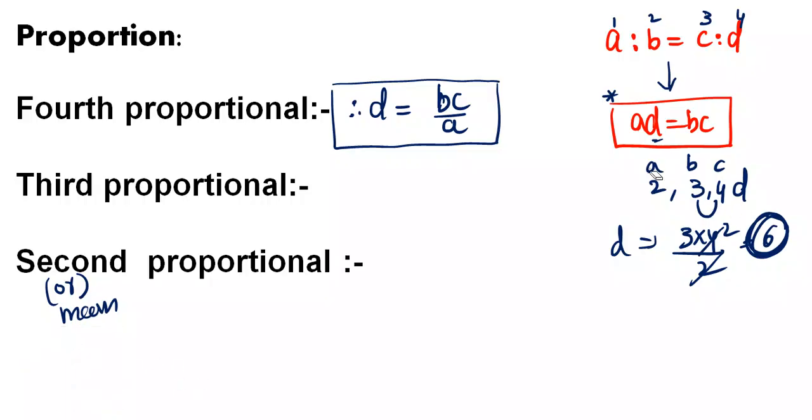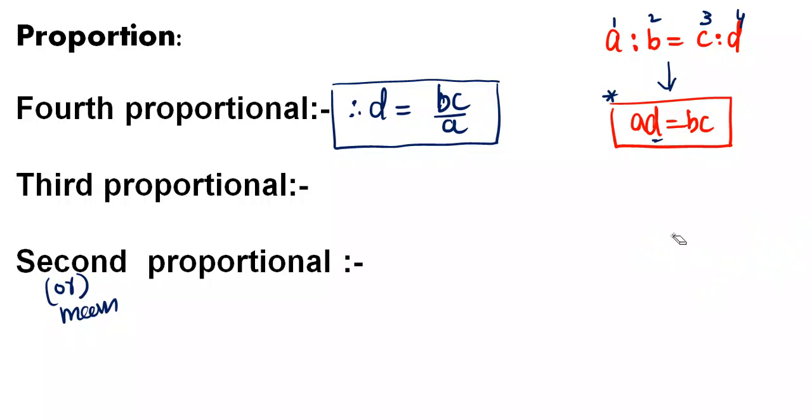So just remember, what is the formula? What is the fourth proportion formula? The fourth proportion formula, D is equal to BC by A. Clear, all of you? Any doubts regarding this formula?